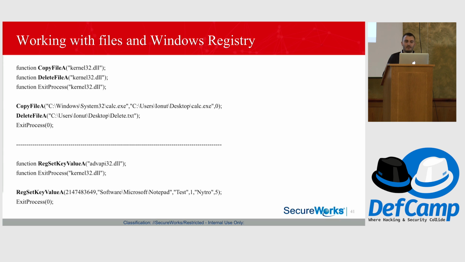Copy file, for example, will copy the calc.exe to the desktop. And the second, the delete file function will delete the file. Also, it might be really useful to change stuff in the registry. So you can use the reg set key value in order to change something in the registry. For example, you can disable stuff, or you can modify some stuff that may offer you some useful attack surface. For example, in the second example, I just modify a random key in software Microsoft Notepad, and I write something in order to test if it works.